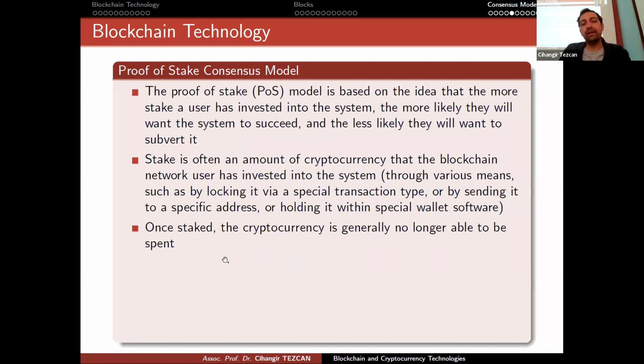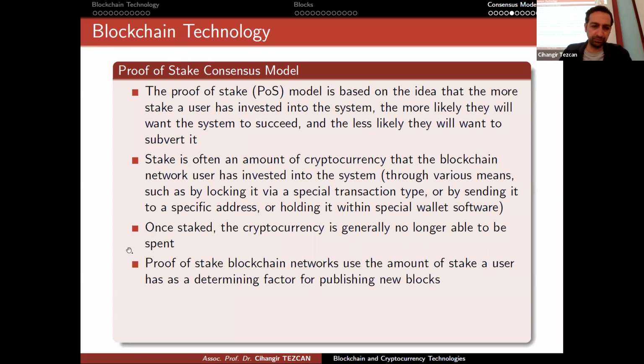Once staked, the cryptocurrency is generally no longer able to be spent. So this actually depends on how you use the proof of stake. In some scenarios, it can be spent instantly. In some scenarios, it can be spent, but after some amount of time. And actually, I believe that this should be the case. If you allow them to be spendable at any time, then it might be easier to act maliciously.